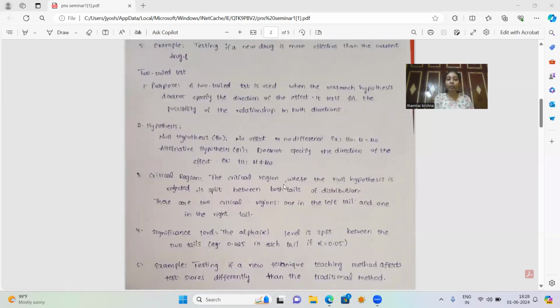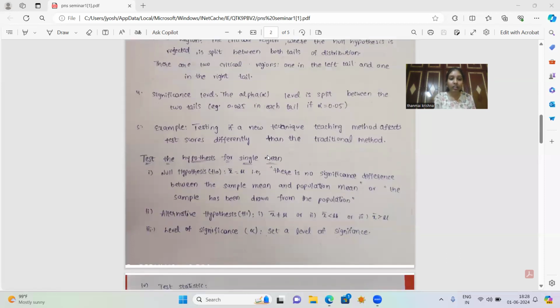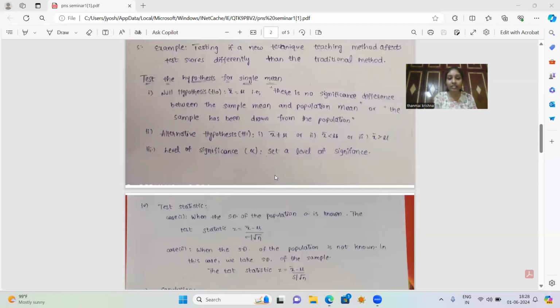So we have discussed five differences, which are purpose, hypothesis, critical region, significance level, and an example for each. Moving to the next topic, which is testing the hypothesis for a single mean. There are 5 steps for testing a hypothesis in either single mean or difference of means.